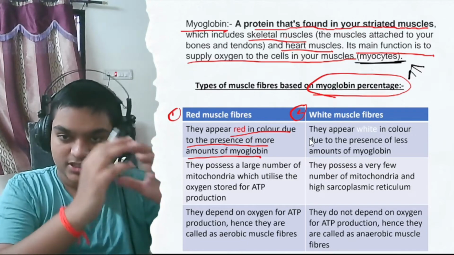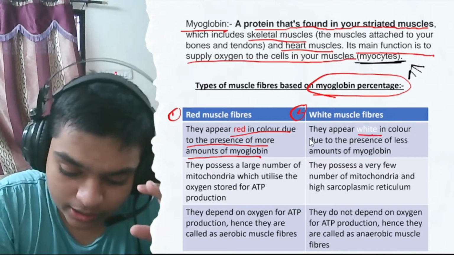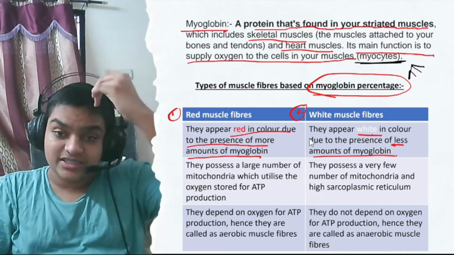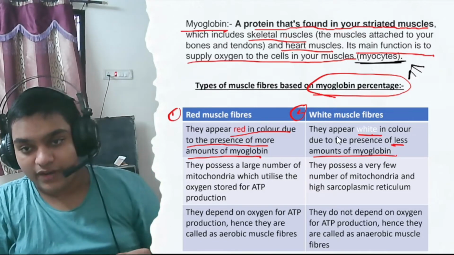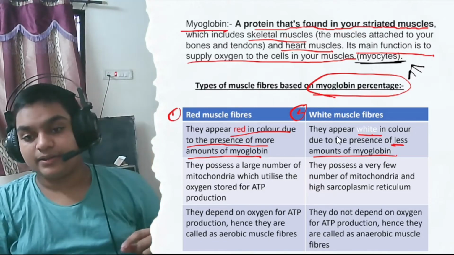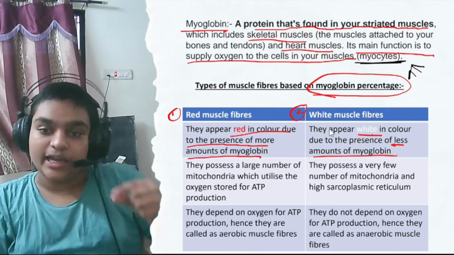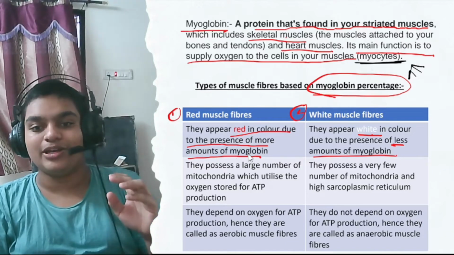White muscle fibers appear white in color due to the presence of less amounts of myoglobin. They do not have much myoglobin as compared to the red muscle fibers. That is why they appear white. And you can also take it like this: red muscle fibers contain more amount of myoglobin.